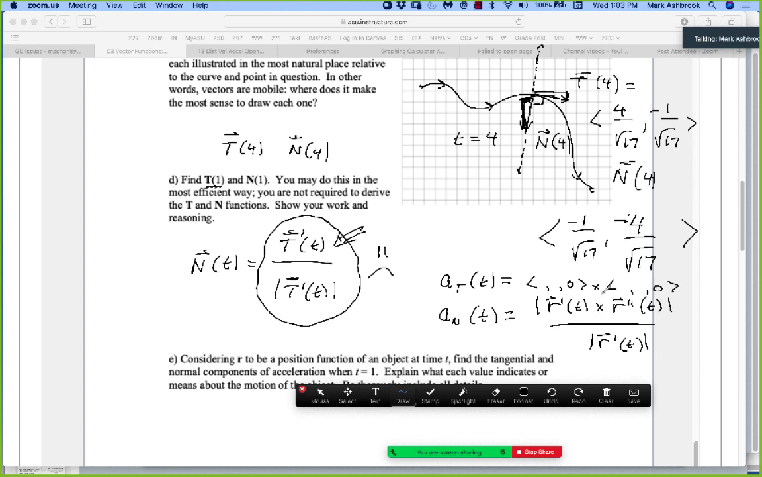And then because that's true, everything in the z direction is 0 if you're in the xy plane. So just throw a 0 in your z components. Now you can take that cross product and take the magnitude of it. This is not A(t), sorry. This is referring to this down here.